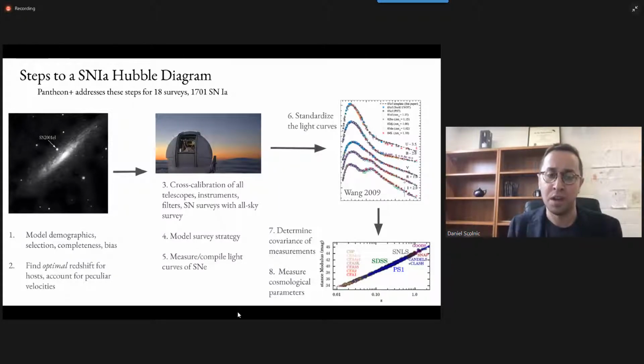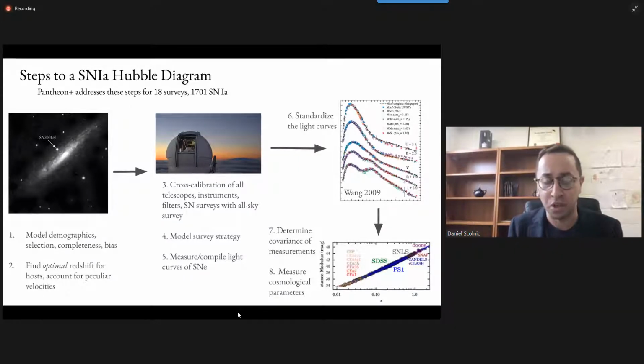Then we have to worry about how our telescopes measure these supernovae. So we have to cross-calibrate all the telescopes, the different instruments and filters. We have to account for the different selection effects of every survey that has discovered and measured supernovae and try to model that. Then we measure and compile all the light curves of the supernovae. On the right side, you can see what some light curves of Type Ia supernovae look like. And we use just a few properties of the light curves to standardize them. And then from that, we can get distance measurements.